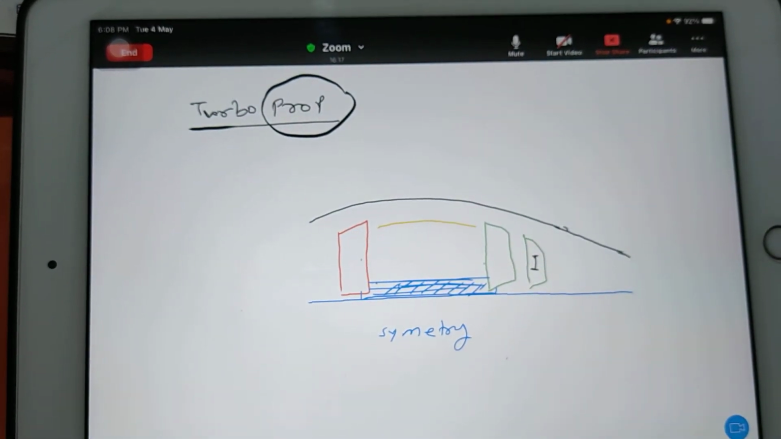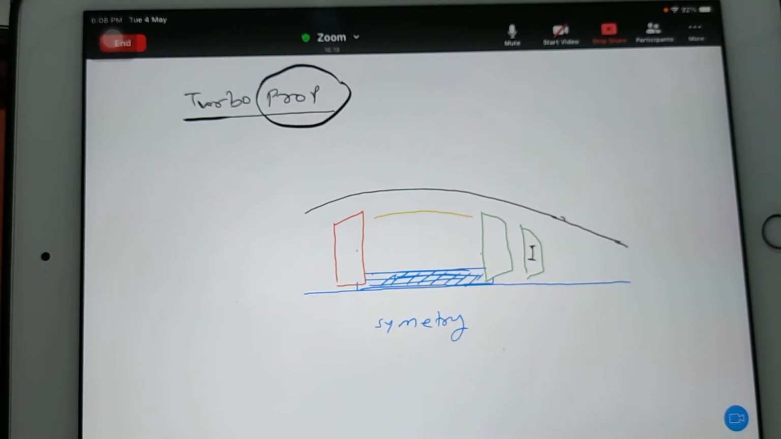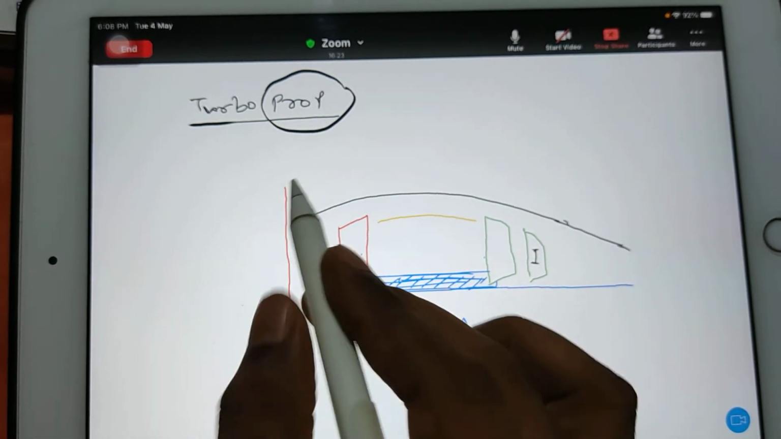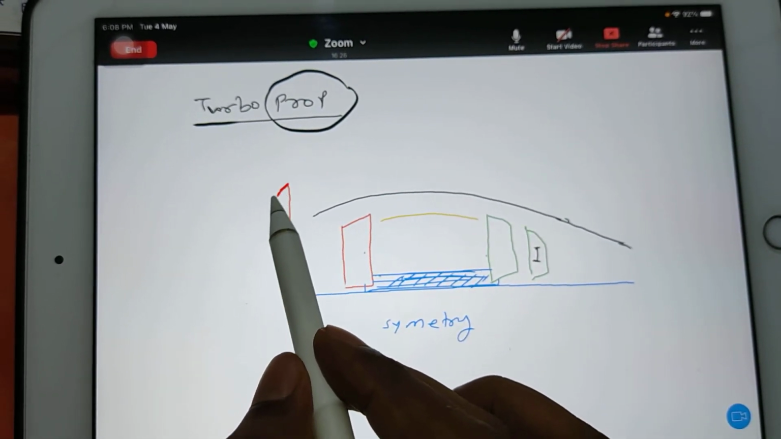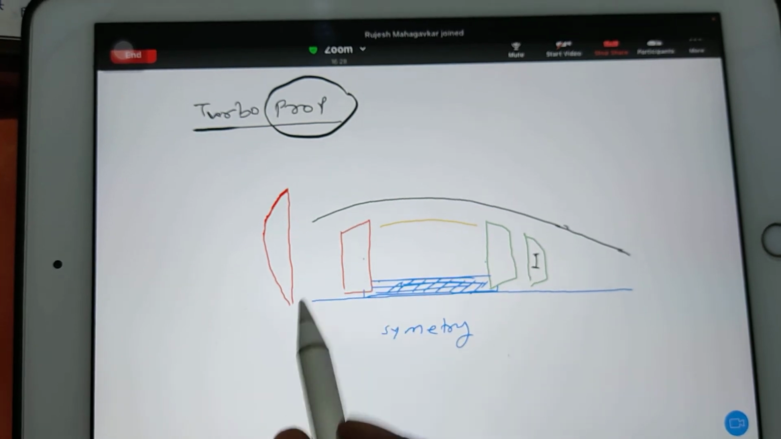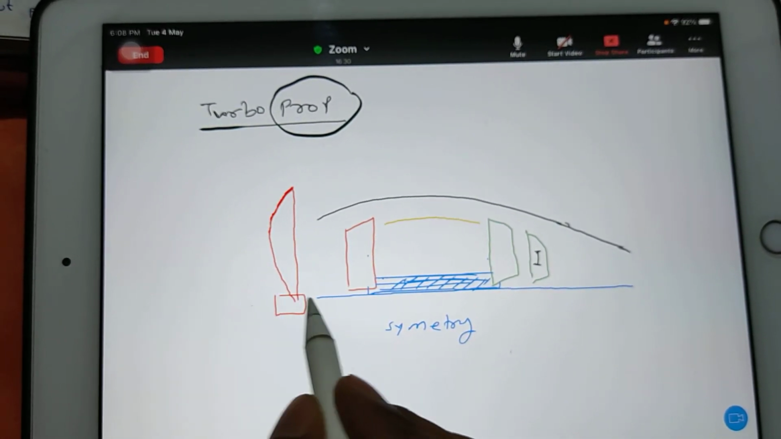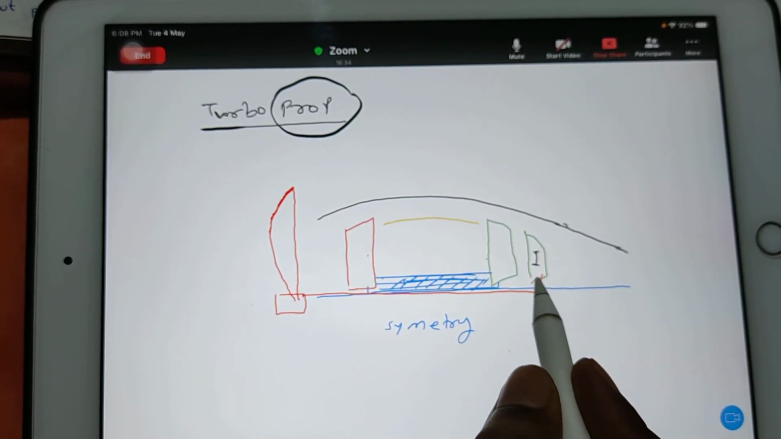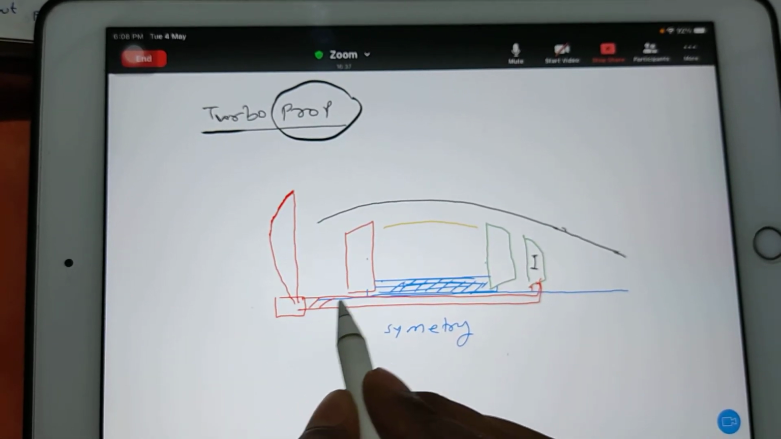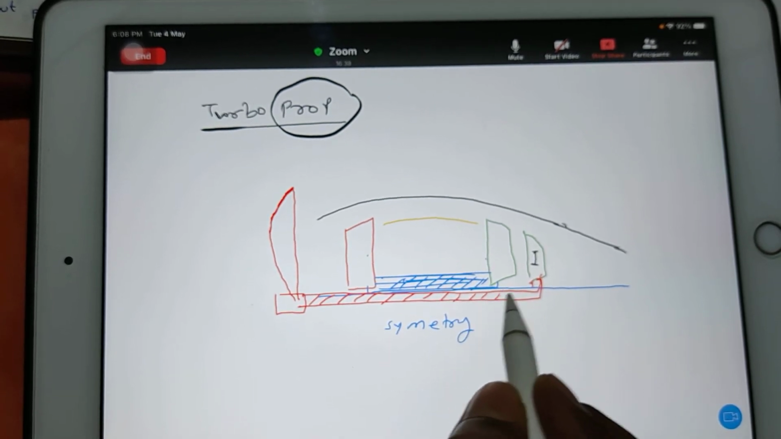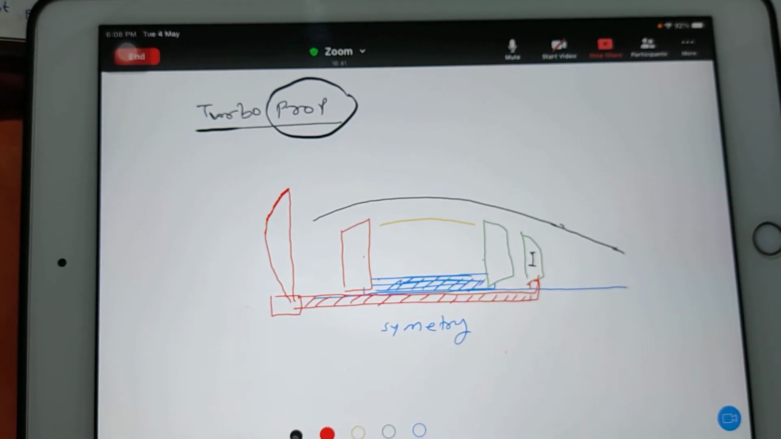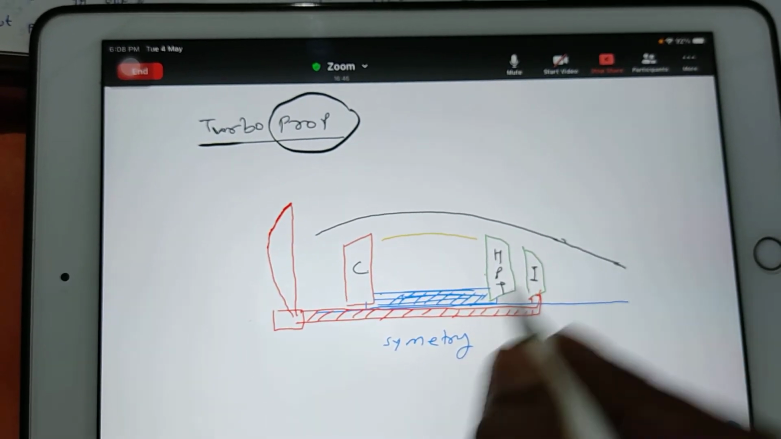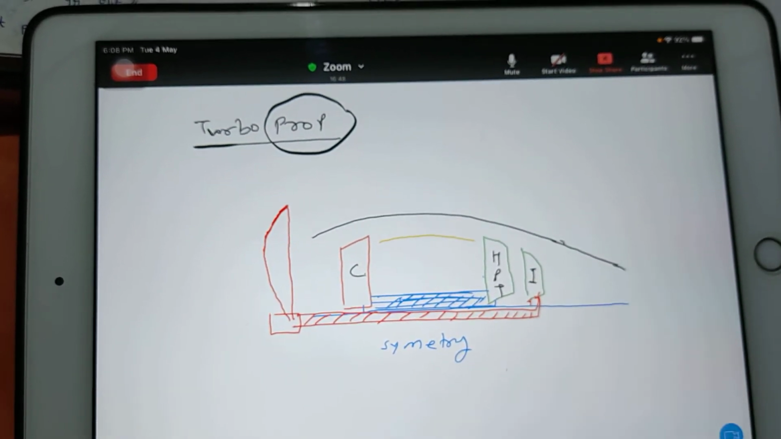Prop means propeller. How will the propeller be attached? The propeller will be attached outside. So the typical diagram for the propeller you should draw like this, and you should keep one hub here, and it will be connected to another shaft that will be run by the turbine like this. So we got two different shafts here, and of course this is the compressor. So this is going to be the high pressure turbine, and your second turbine is going to be the low pressure turbine.